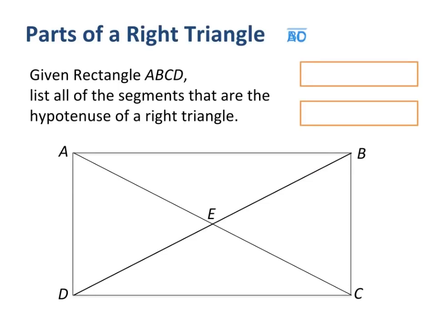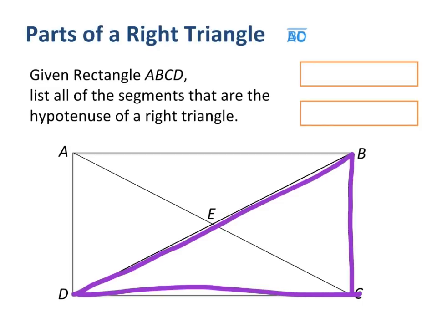So continuing talking about the parts of the right triangle, this problem says given the rectangle ABCD, list all the segments that are the hypotenuse of a right triangle. So here I've got one triangle, and the right angle is down here in the corner. So when I see the right angle, I can see that line segment BD is across from the right angle, and therefore is the hypotenuse. So one of mine is BD.